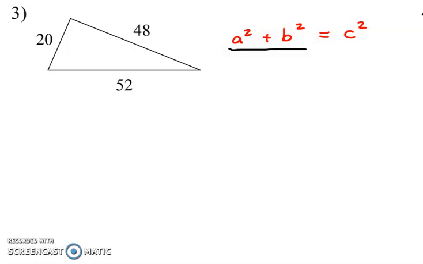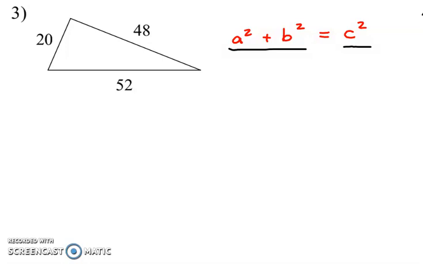that means the triangle is acute. If the c squared side is the larger side, then it's an obtuse triangle. If they balance like they normally would with the Pythagorean theorem, if they really are equal, then it's a right triangle. So let's see what happens when we plug in these values.